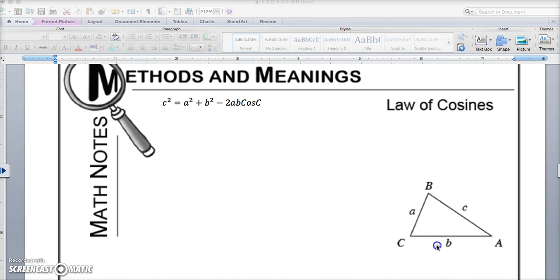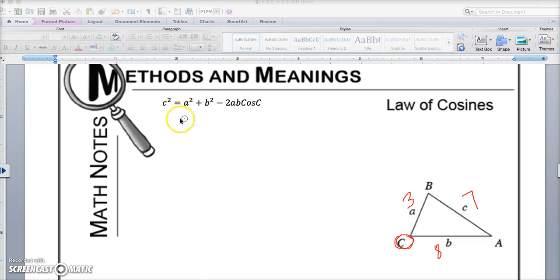What if I know that this is 8, and this is 7, and this is 3, and I want to know what the measure of angle C is? Or any of them. You can do this with any of them, as long as you line it up right. You'd have to solve this for cosine C.